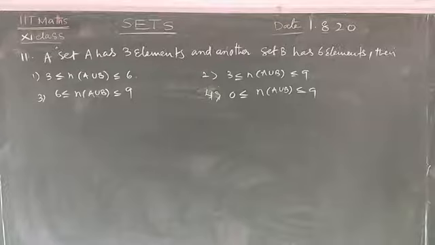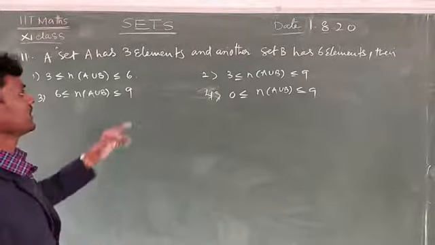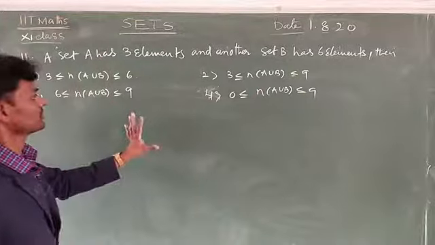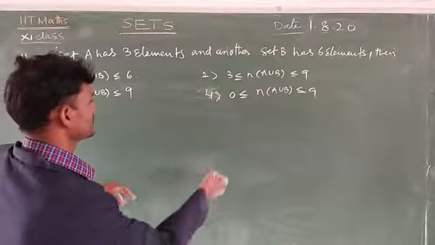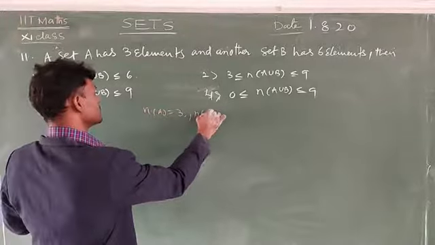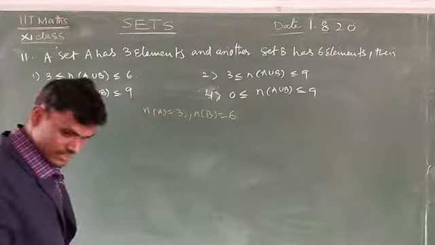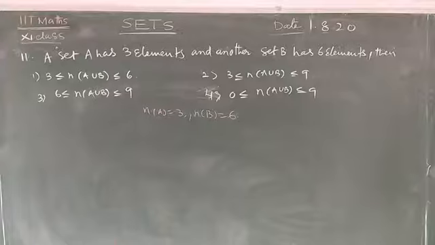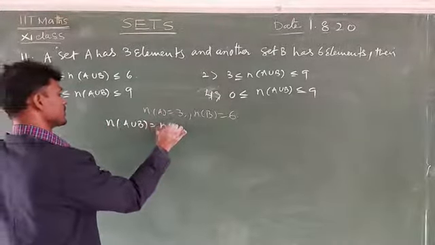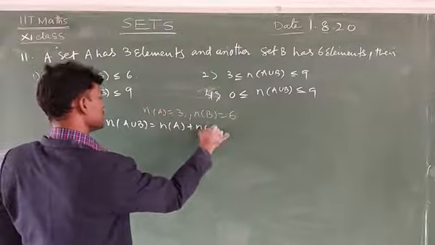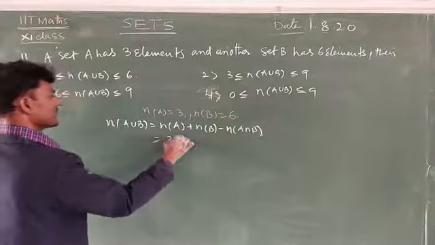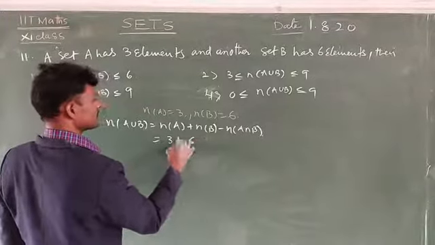Okay, next problem. A set A has 3 elements and another set B has 6 elements. Which of the following is correct? See here, n of A is equal to 3 and n of B is equal to 6. Then n of A union B is equal to n of A plus n of B minus n of A intersection B. Here 3 plus 6.